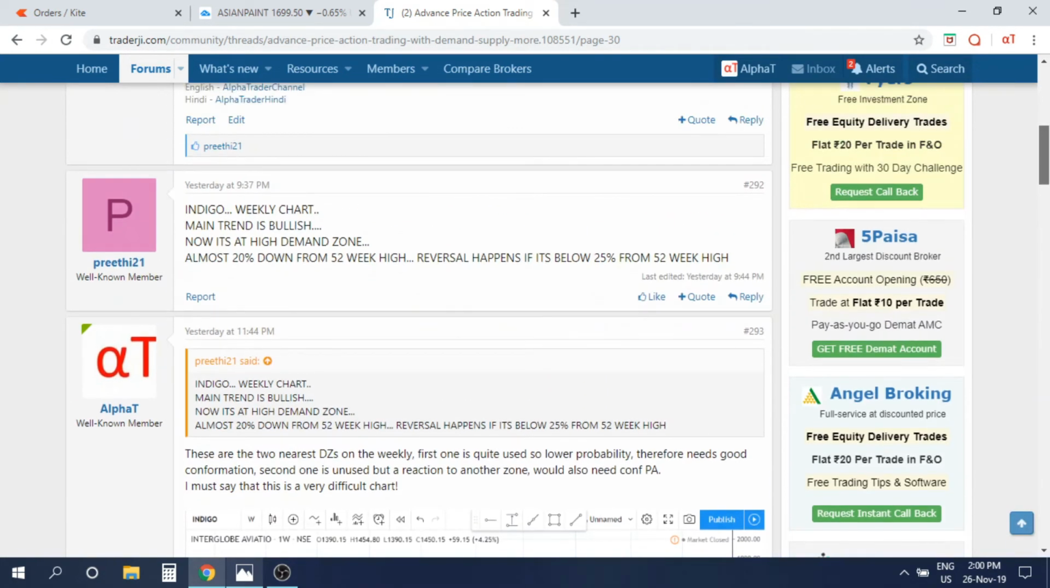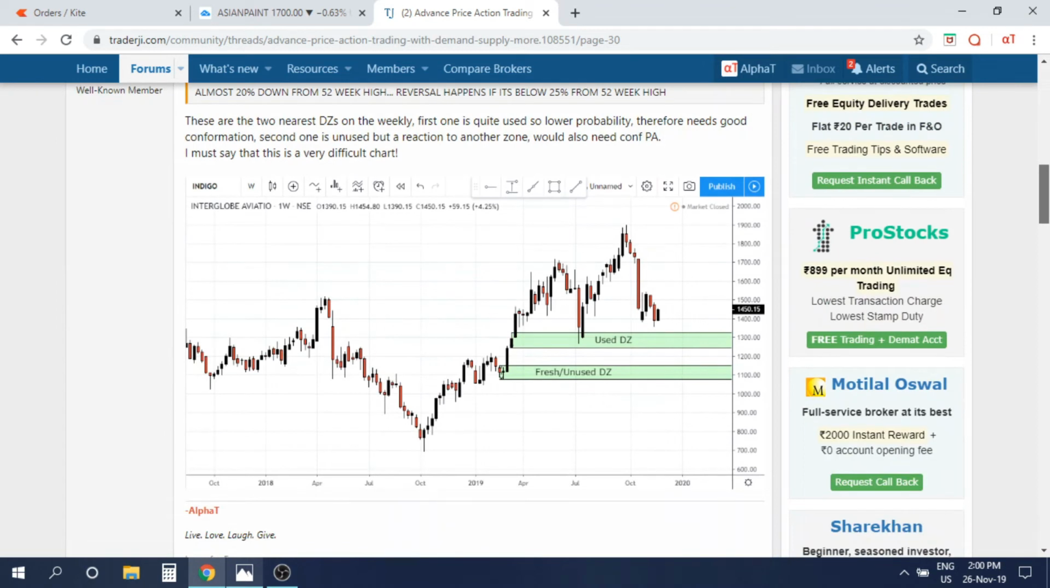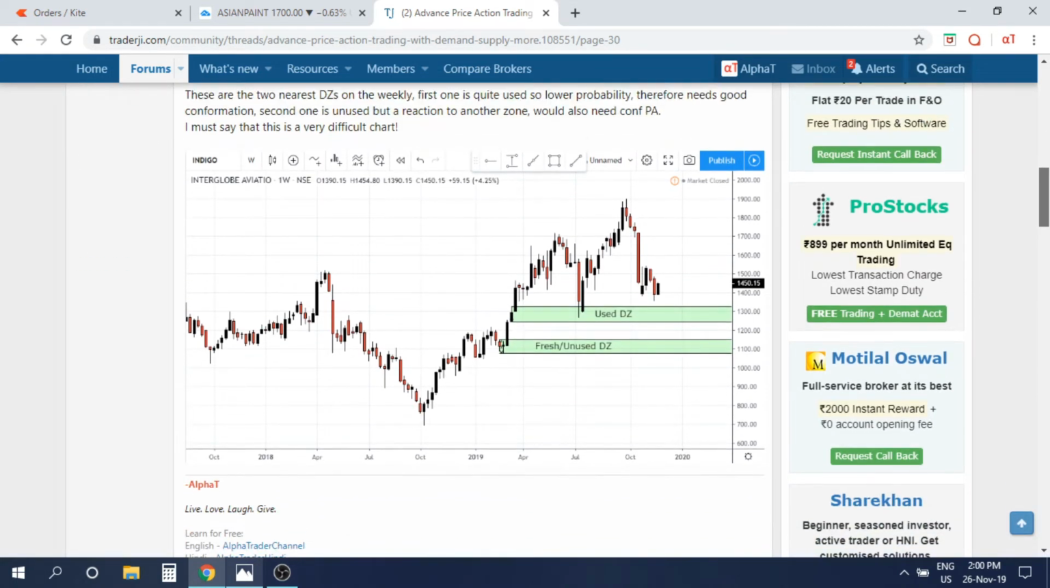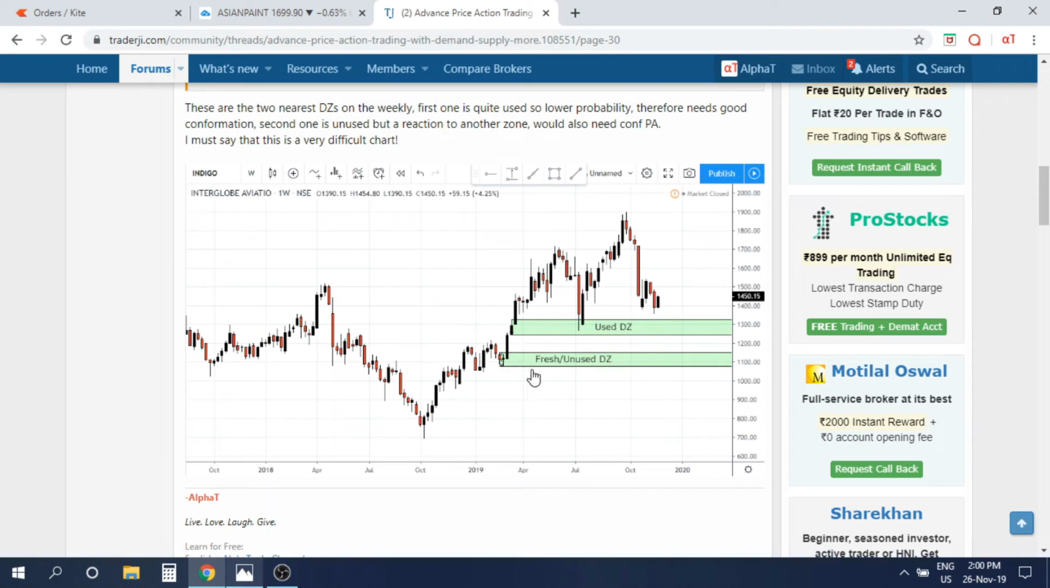So this was a question regarding Indigo yesterday by Preeti. So it's a difficult chart after reading price action of this chart. But still she wanted to trade this one, so I just had to put my point of view across. So there were two demand zones, one here, one here. This one is fresh, okay, and this one is pretty much used up. But it's not broken yet, so a 2TB is also possible, but I would not go for a 2TB in this case because the penetration is too much.